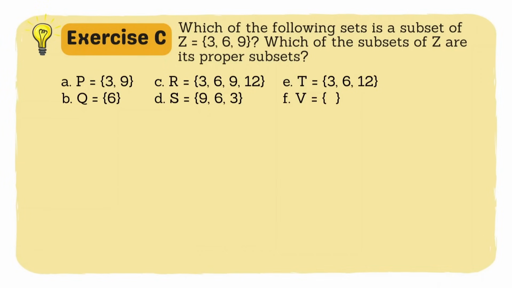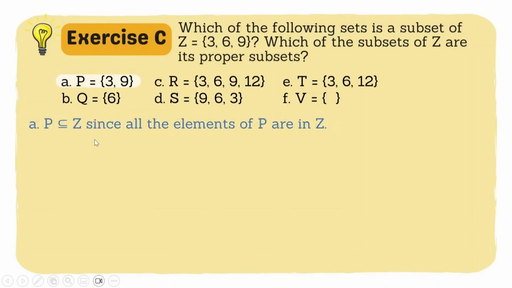Let's now begin with the answers. Okay, let's have the first one, set P. Okay? Si set P po ba ay subset ni set Z? Okay, we have the elements 3 and 9. Kasama po ba yan sa original nating elements? Yes. Okay, so set P is a subset of Z since all the elements of P are in set Z. Okay, how about letter B? Si set Q. Ang element niya ay 6. Isa lang po. Kasama po ba yan sa original? Yes. So, set Q is also a subset of Z because 6 is also in Z.